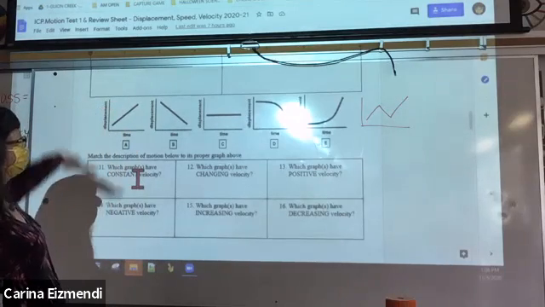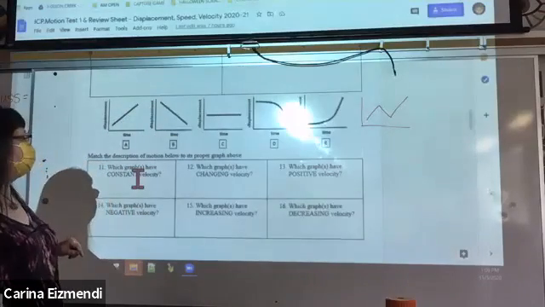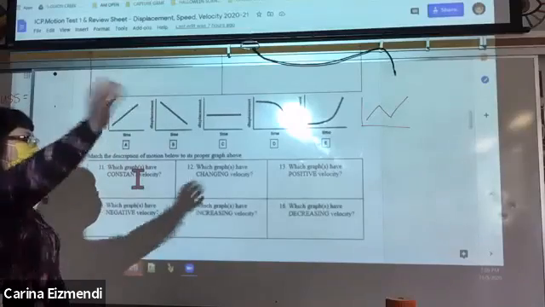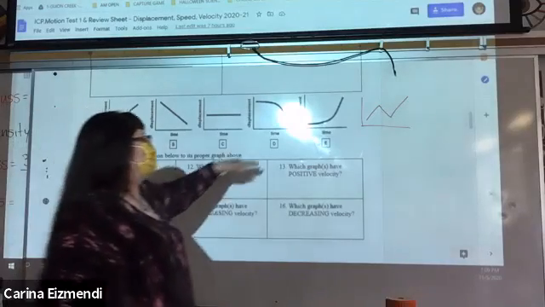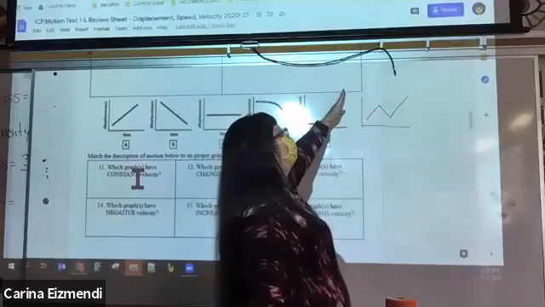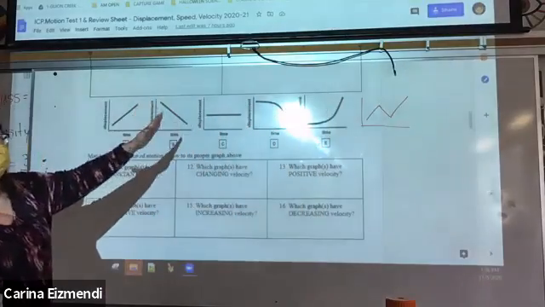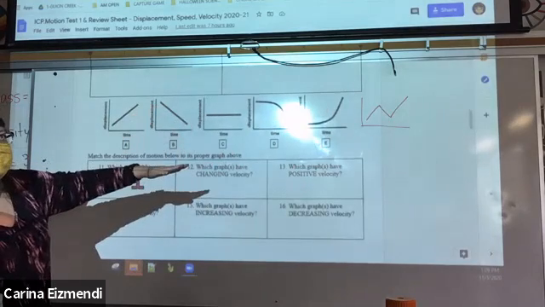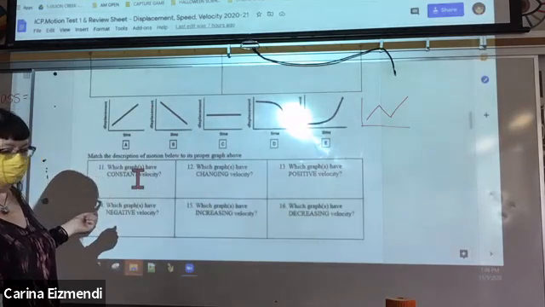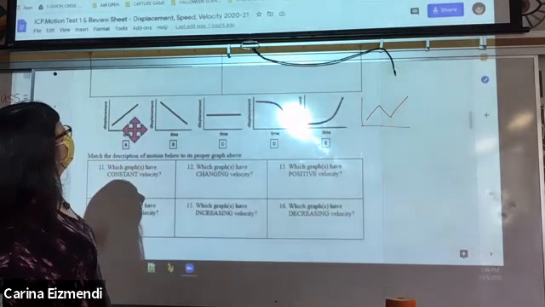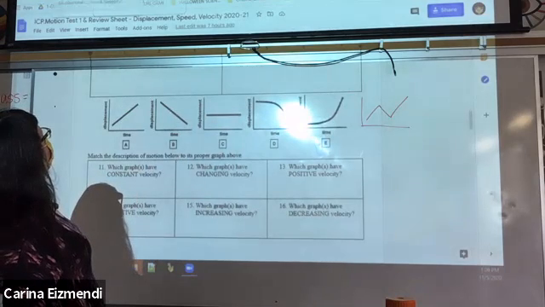Okay, which ones have negative velocity? If they go down, like this one. Which ones have increasing velocity? So that means like going faster and faster. So this one, if it's getting steeper and steeper, then it's increasing. Just remember, steep equals fast, less steep equals less fast. And you can derive the rest of it from that. Yeah, we're gonna have to practice this more.